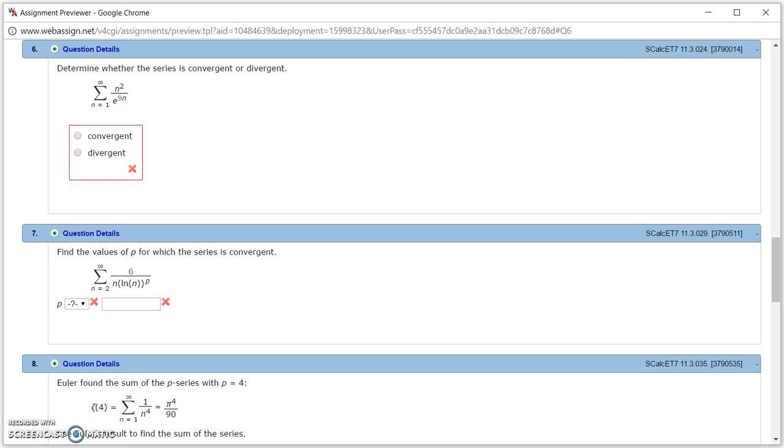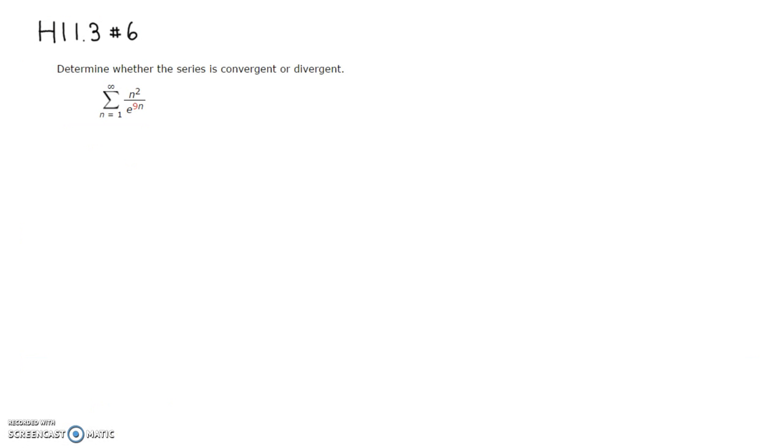Alright, let's look at homework 11.3, problem number 6. Let's use the integral test to see if this series is convergent or divergent. The integral we want to evaluate would be the integral from 1 to infinity.